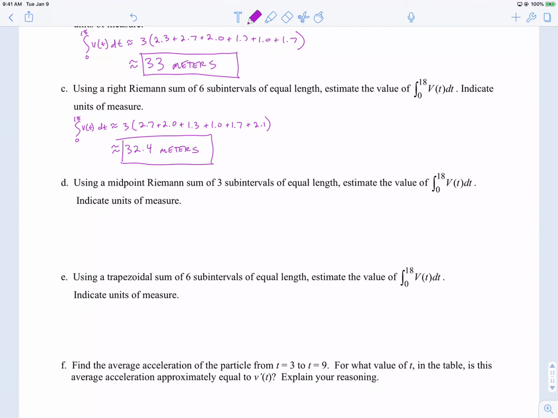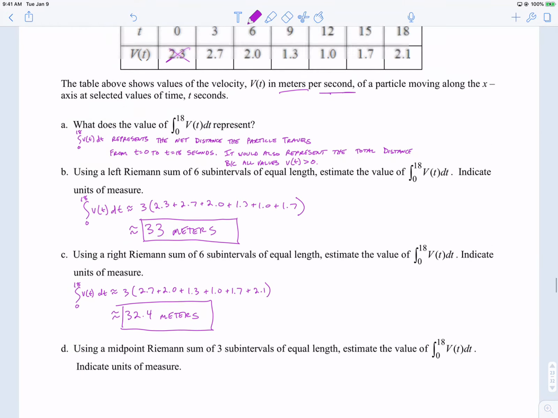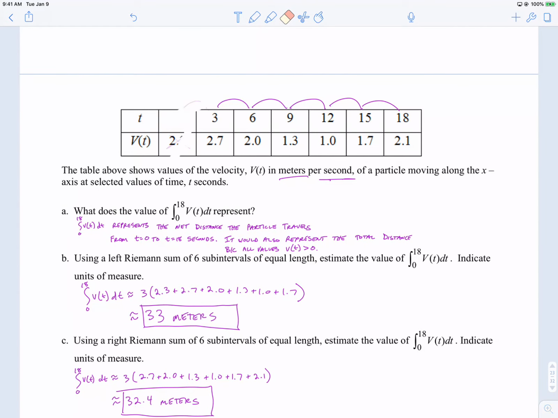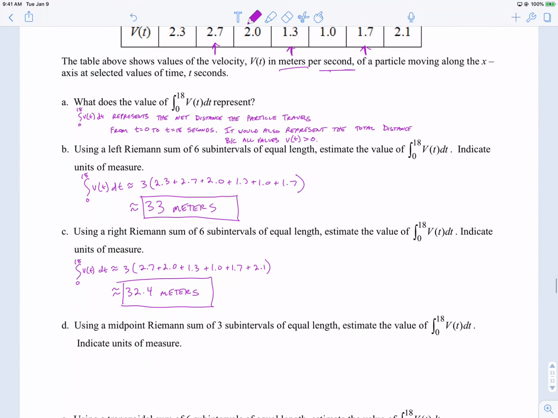Now we're going to do a midpoint Riemann sum of 3 subintervals. So this one's nice. They actually are midpoints. So we're doing 3 intervals. So we'll do 1, 2, and 3. And this is the height of the midpoint for each interval. So again, midpoints are still rectangles.